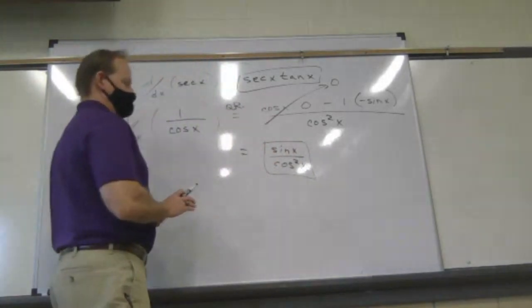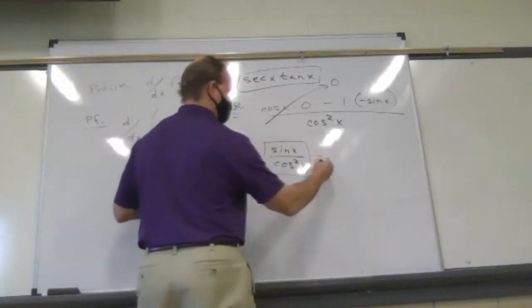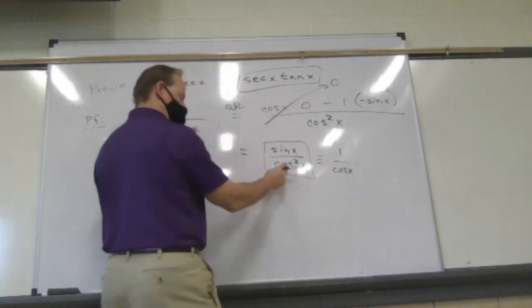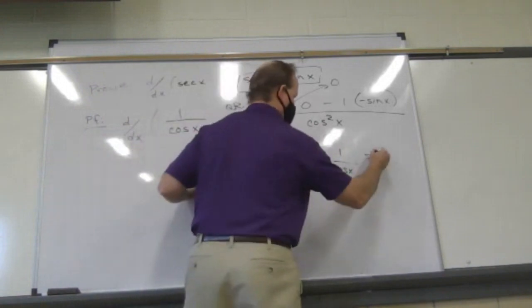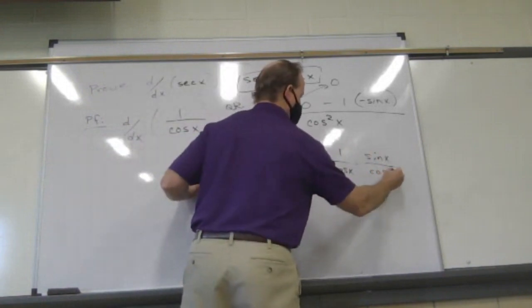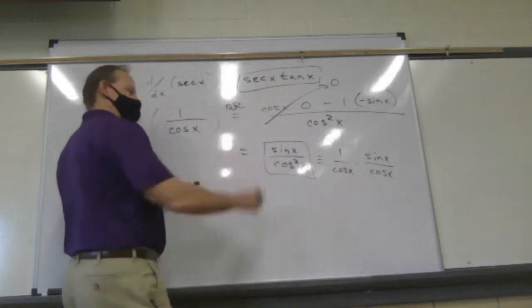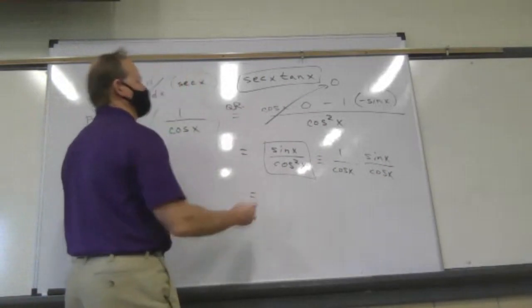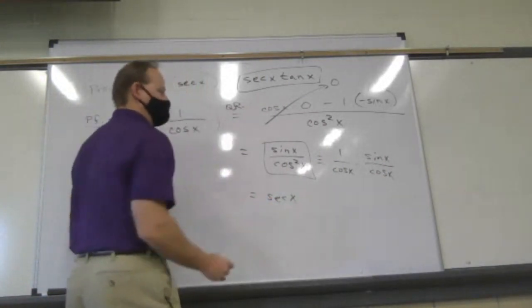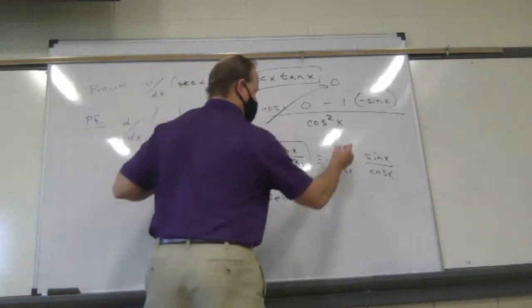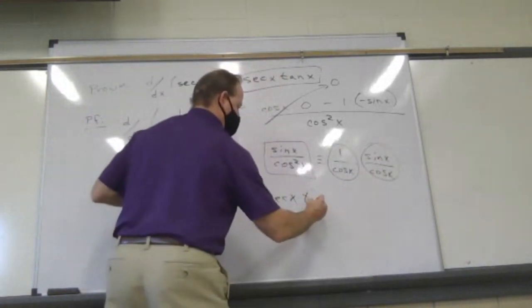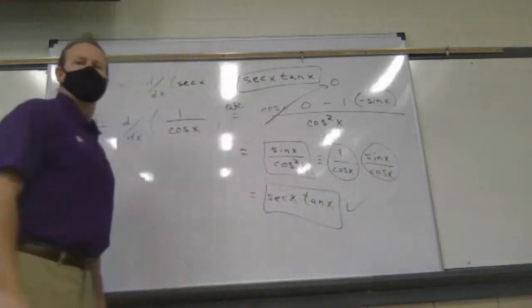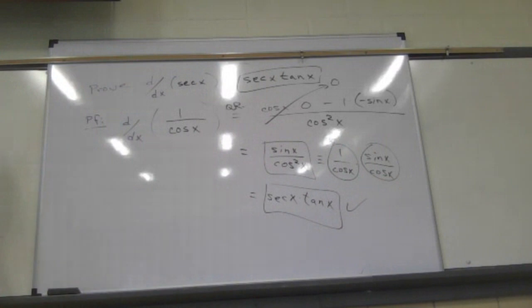Because you have 1 over cosine times sine over cosine. Yeah, this is equivalent to 1 over cosine x times, since it's cosine squared x, that is cosine times cosine, right? Times sine x over cosine x. So if I split it out like this, instead of sine x over cosine squared x, I could write it as 1 over cosine x, which is secant x, right? Times sine x over cosine x, which is tangent x. So there you go. There's your proof. And I'm done.